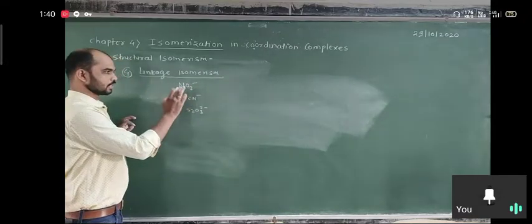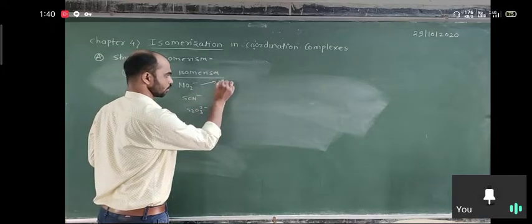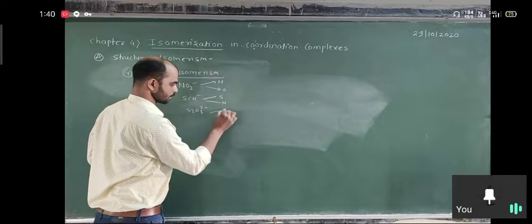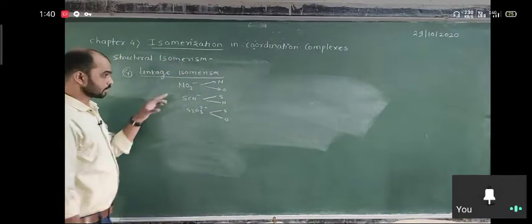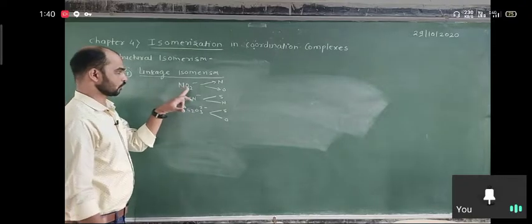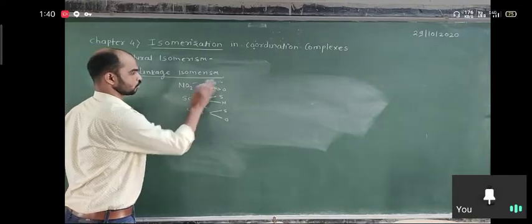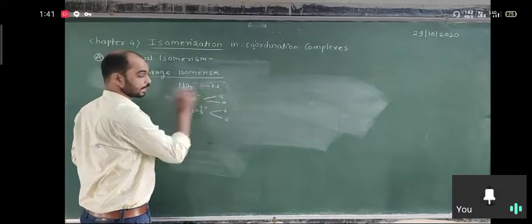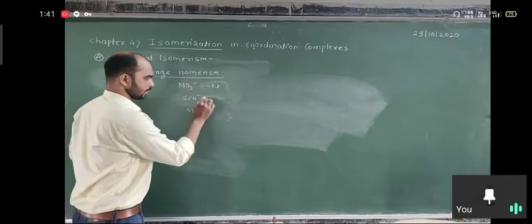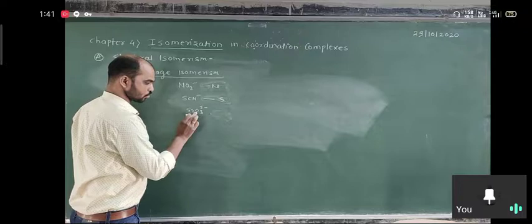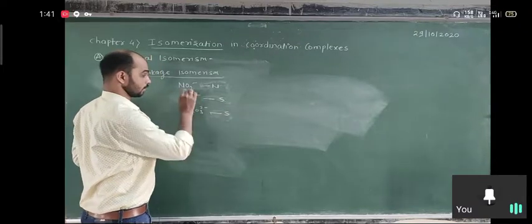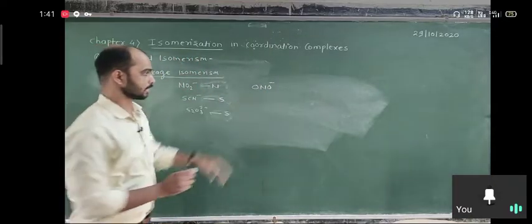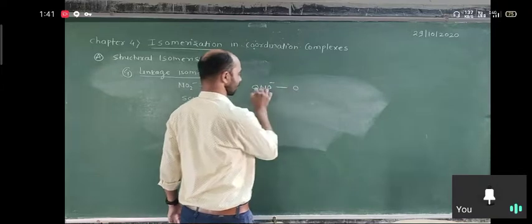NO2 has the tendency to donate the electron by nitrogen and oxygen. SCN by sulfur and nitrogen. S2O3 by sulfur and oxygen. When it donates the electron from nitrogen, we represent it as NO2, donated by the nitrogen. In the case of SCN, it is donated by the sulfur. In the case of S2O3, it is donated by the sulfur. But if we write NO2 as ONO minus, then it donates the electron through the oxygen atom.